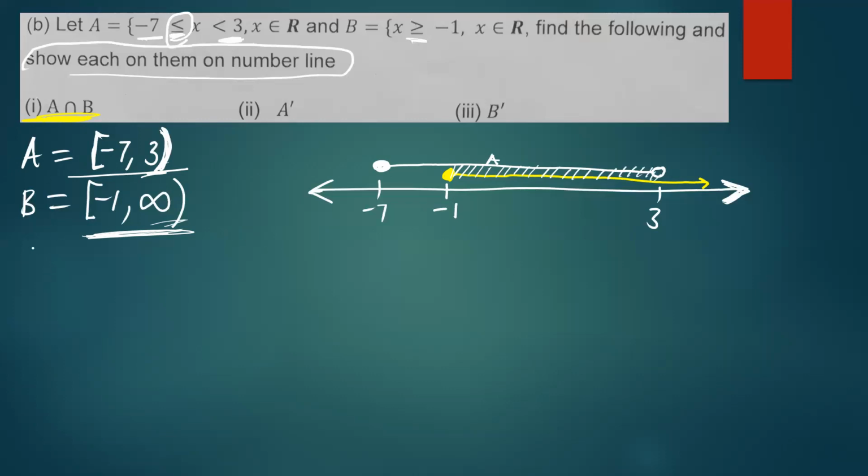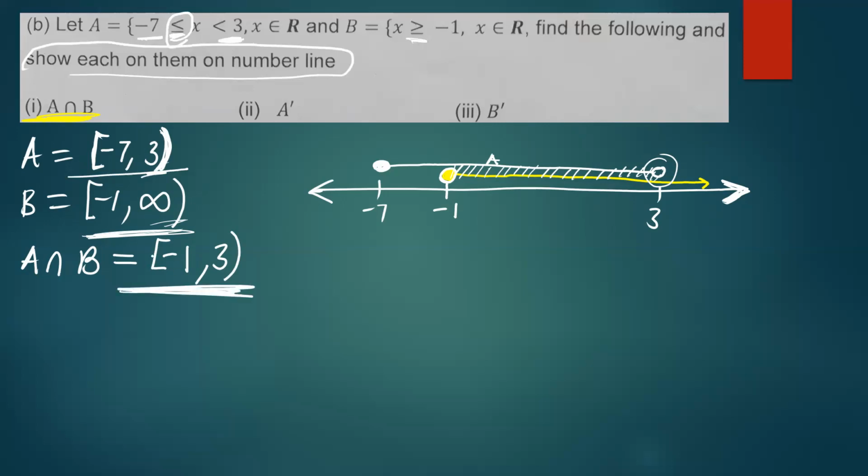So we have A intersection B is equal to. The first number will be what? Negative 1. And since it's shaded there, meaning we close the bracket there, and then we say comma. Then the last number there is what? Positive 3. And since it's open, you leave it open like that. So this is A intersection B.